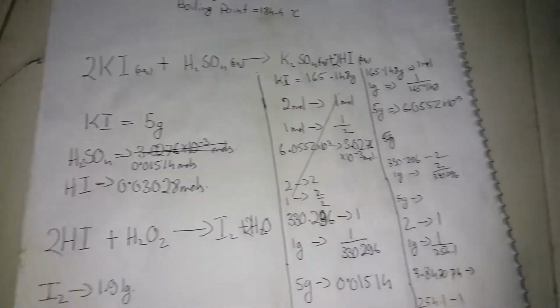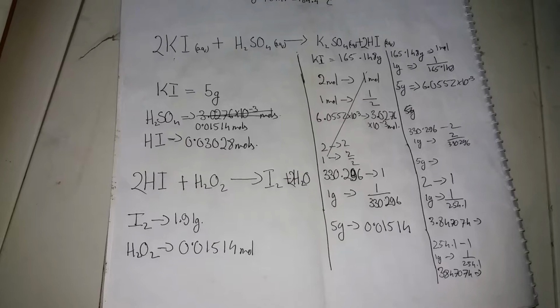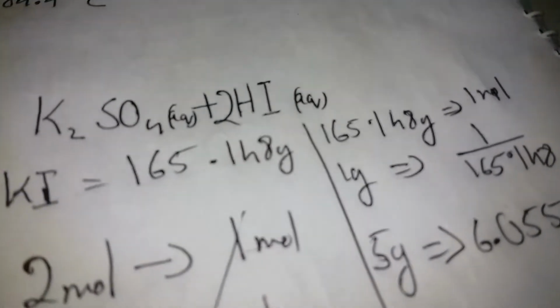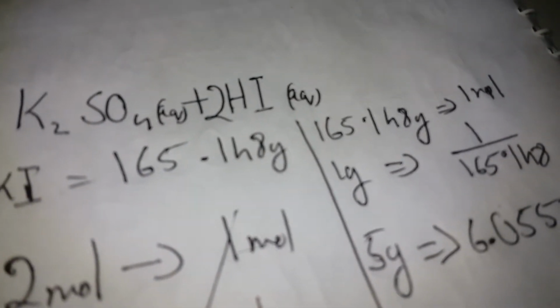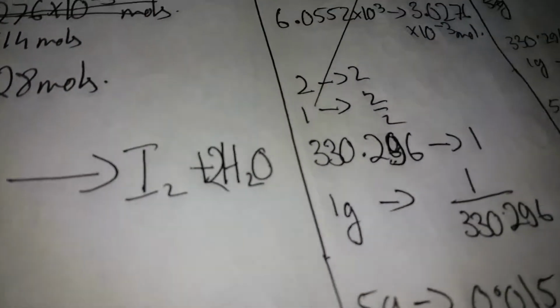So here I've done all my calculations, and if you want to look at it, you can pause now. Okay, I'm going to explain what's happening here. KI, or potassium iodide, reacts with sulfuric acid to form potassium sulfate or potassium bisulfate and hydroiodic acid. Now hydroiodic acid is our target. Hydroiodic acid is then oxidized using hydrogen peroxide to obtain iodine and water.